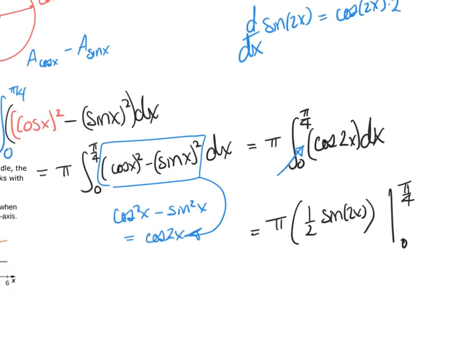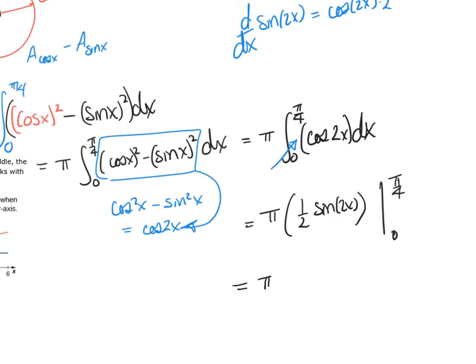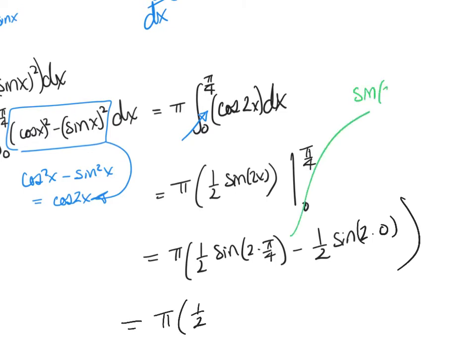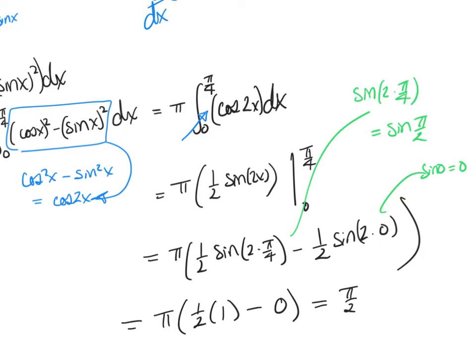So then all I have to do is this is going to be equal to pi, don't forget the pi, of 1/2 the sine of 2 times pi over 4 minus 1/2 the sine of 2 times 0. So this is going to be equal to pi, don't forget that pi, 1/2. Well, the sine of 2 times pi over 4 is the same thing as the sine of pi over 2, which happens to be 1. So this is going to be 1/2 multiplied by 1 minus the sine of 0, which is 0. So minus 0. So my final answer is just pi over 2. And then because this is a volume, I would have units cubed on this.